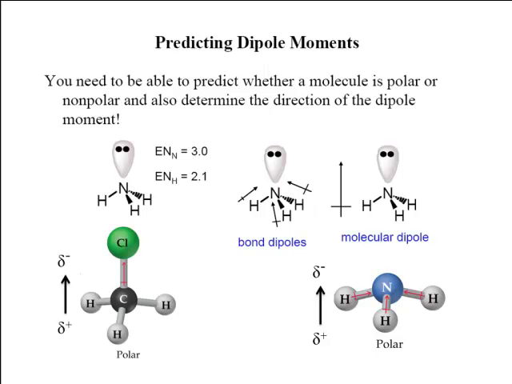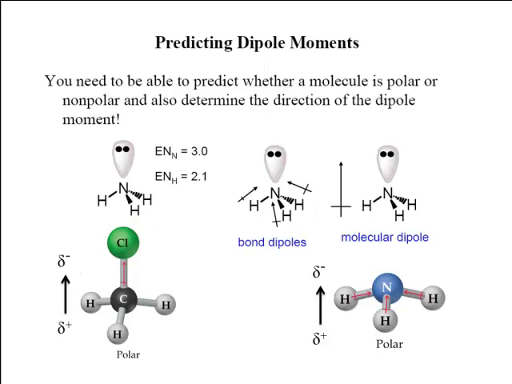I can even do that with the CH3Cl. This is another example. That's a polar molecule. That chlorine has a stronger pull on the electrons than the carbon. Between the carbon and hydrogens, the electrons want to move more towards the carbon. Within the molecule, the overall net dipole moment means that we get a slightly negative side towards the chlorine and a slightly positive side towards those hydrogens. And that's how we can predict those dipole moments.